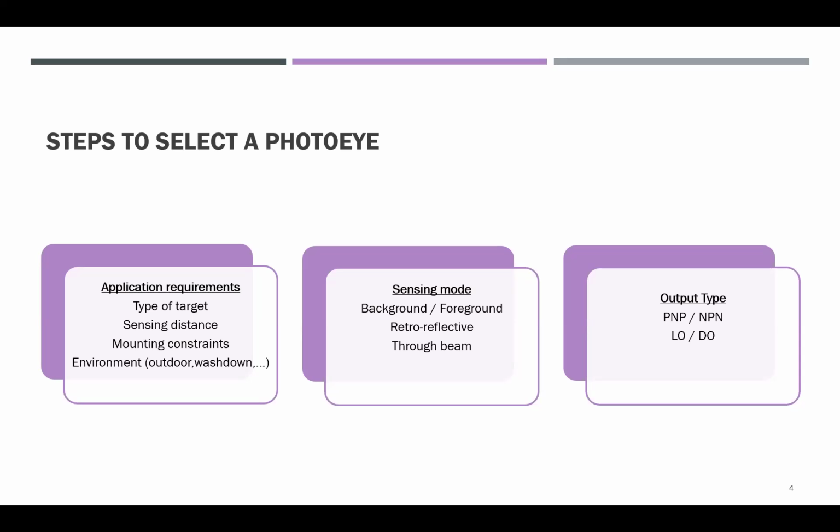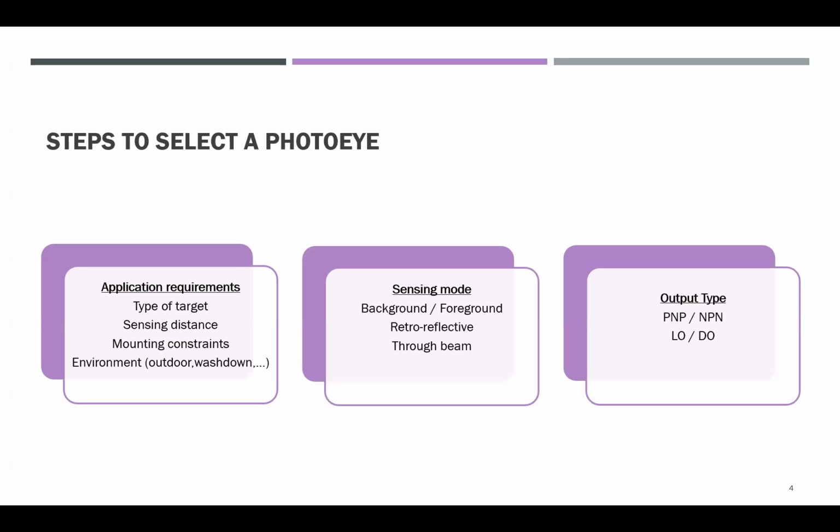Now, the next thing is sensing mode. Based on our application requirements, we'll decide which sensing mode we should go with. The first one is background or foreground. This sensing mode is typically used when we have something which is not for long distances, usually up to around 500 millimeters. Then we go with background suppression or foreground. The decision between background and foreground depends on the background itself, whether the background is variable or fixed, or how far it is from the target, based on those factors.